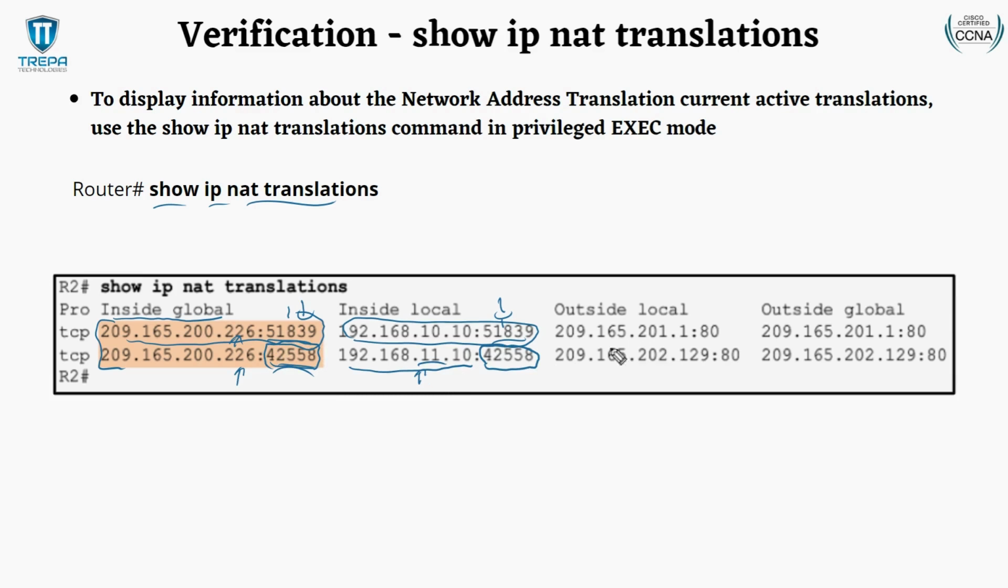And then you see they're both making connections out to different web servers, which is going to be our destination address. And you can see here that, again, the destination addresses don't change, even though they're called outside local and outside global. Same.